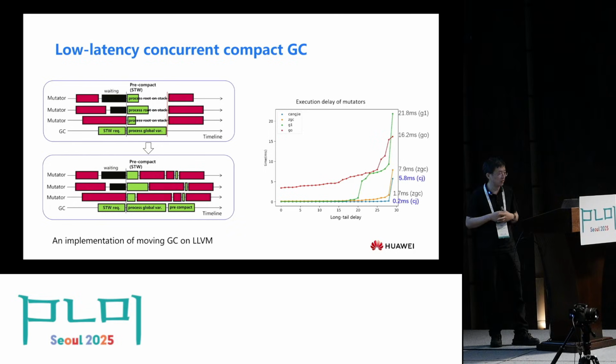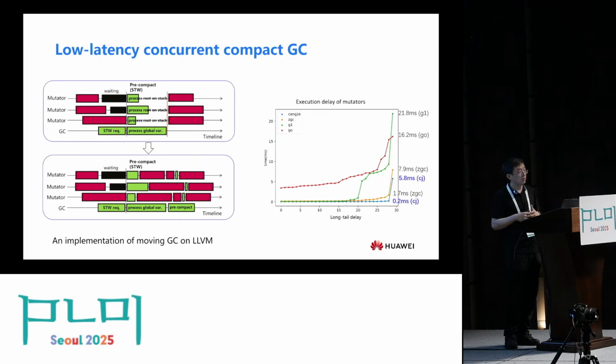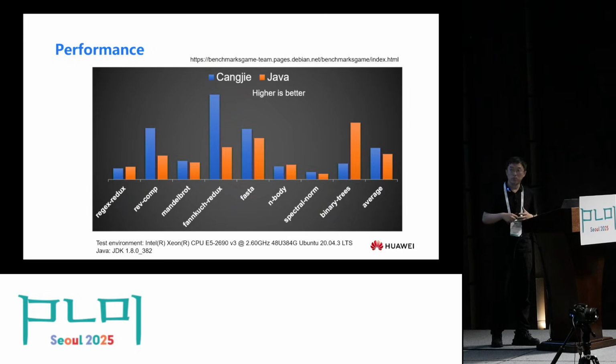I want to point out that the implementation is based on ARVM. It's a moving GC, so it could potentially be a good contribution to the community because so far we don't see many mature implementations like this. And for performance, we did some experiments using the micro benchmarks from the benchmark game website. We did this comparison with Java. It seems that the performance is at the same level as Java. And for some of the test cases, it actually behaves even better.